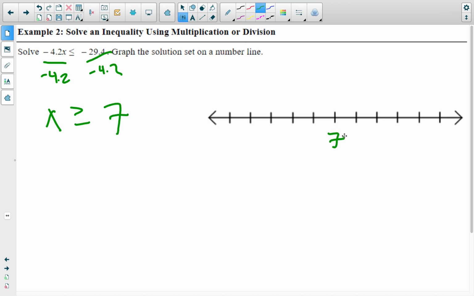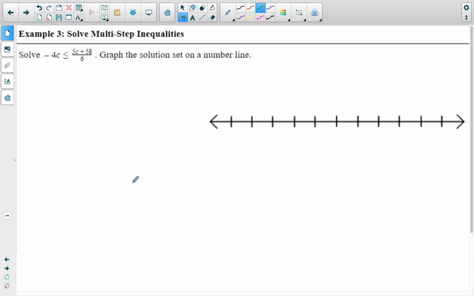So put your 7 somewhere on that number line. We want a closed circle because it is greater than or equal to, and then we want it to face to the right because any number up here like 8, 9, 10, anything onward, if put in for x, would produce a true statement. Okay, like 8 is greater than or equal to 7.